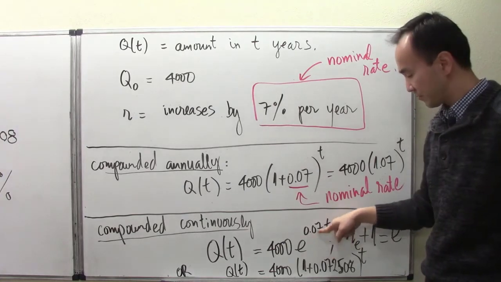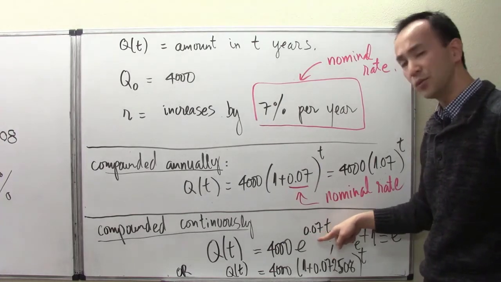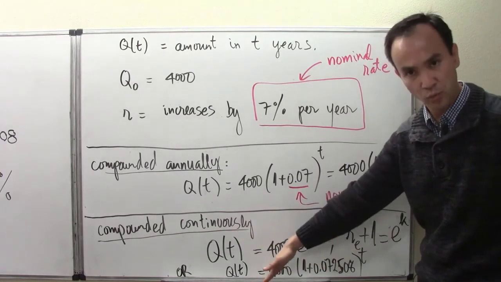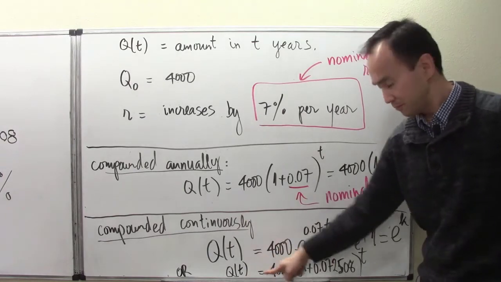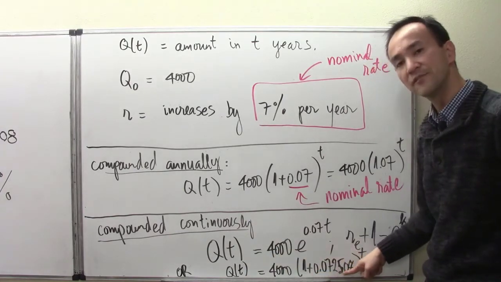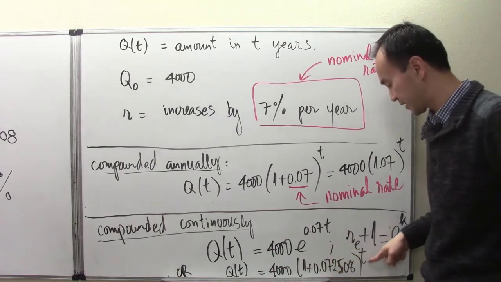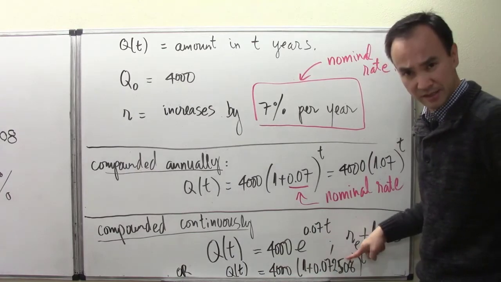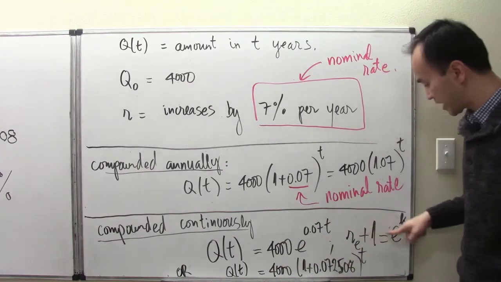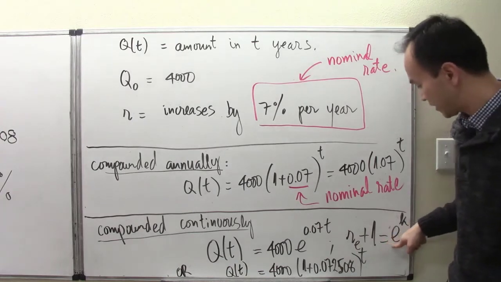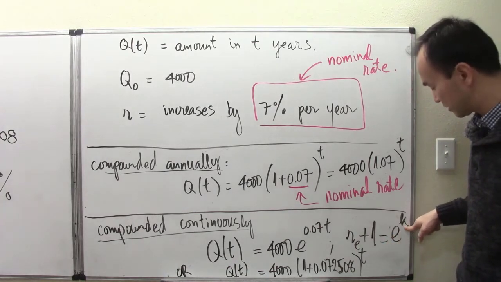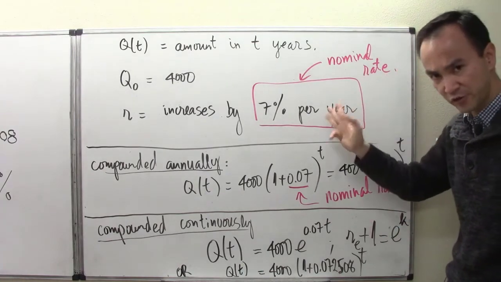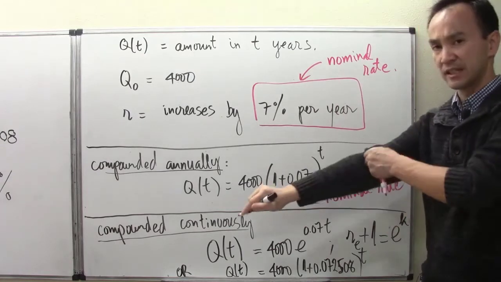Base e raised to the power of kt, where k is the nominal rate, or when it's continuous, base 1 plus effective rate raised to the t right here. Here we no longer have to use base e, and the effective rate has this relationship with the base e, or with the nominal rate. In that way, we know that for financial math, we always have 3 different equations like that to work with.